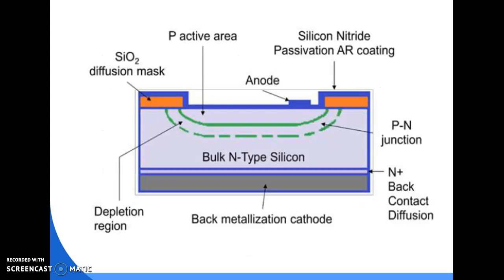Here we can see the diagram of the photodiode. This is our N-type semiconductor, this is our anode, and this is our cathode part. Whenever the P-type and N-type are connected, we get a PN junction. This green part we can see is the depletion region.